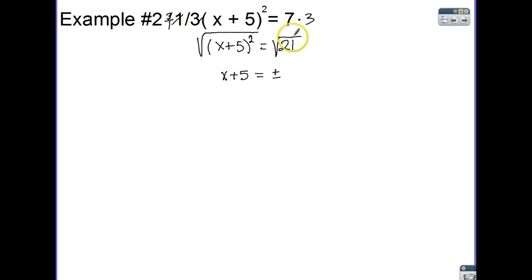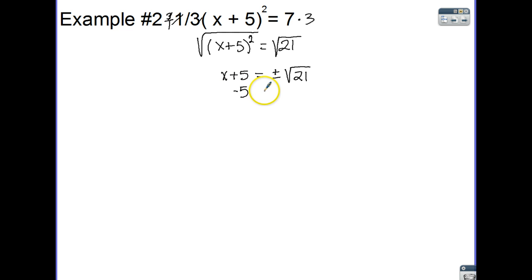Now, yeah, you can take 21 and break it down into 7 times 3, but neither 7 nor 3 are perfect square factors. So there's no need to write that out as 7 times 3 because it doesn't simplify. We leave that as the square root of 21. And the next thing is to get x by itself. The only thing we've got to do is get rid of that plus 5, and we subtract 5.